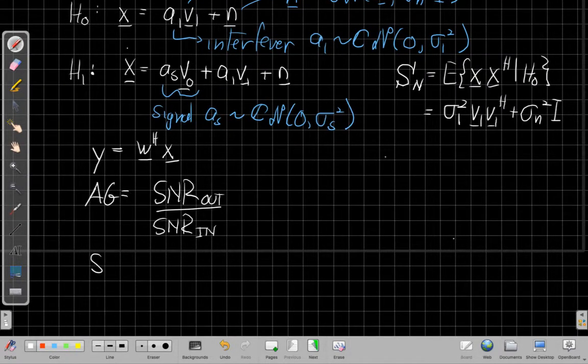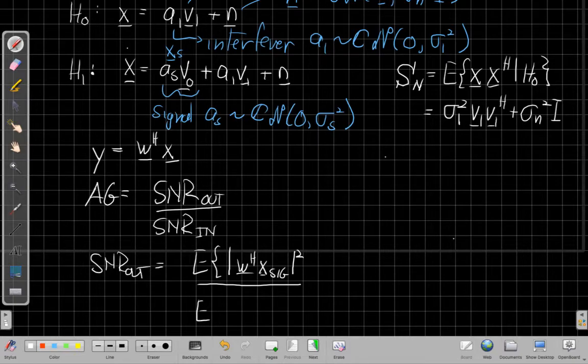Right, we could say, well, SNR out would be, if we call this part here X sub S, for the signal part, it would be the expected power using superposition. We'll break X into two parts, right? The signal part over the noise part, which would be the S_n up above.